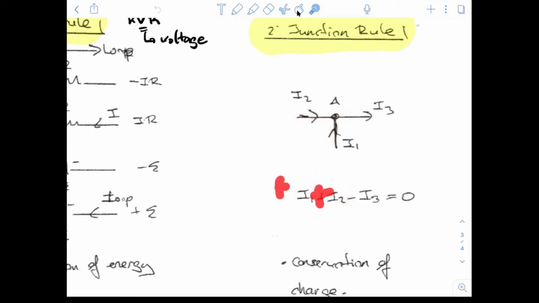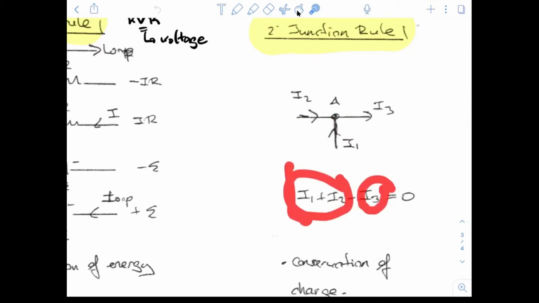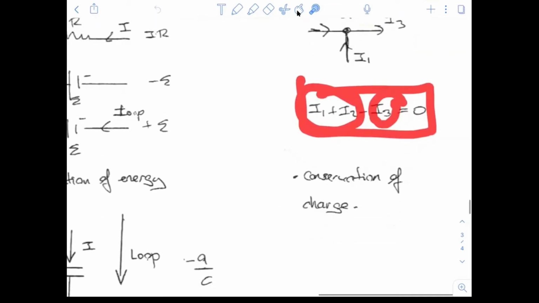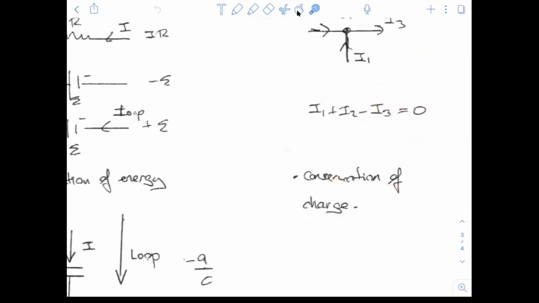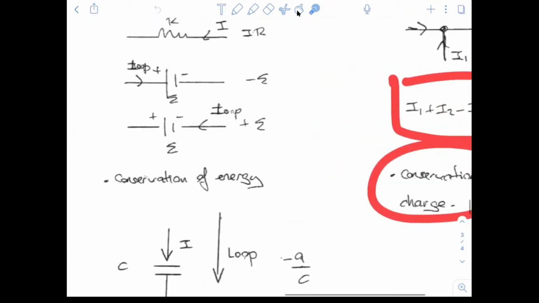If it's going into the junction, we'll add them up. This is positive, this is positive. So the current going into the junction is going to increase, and the current leaving the junction is going to decrease. For the increase of current, just sum up the current values. The current is decreasing, so this is going to be negative. The total current going into the junction and the total current leaving the junction will sum up to 0. This comes out of the conservation of charge.